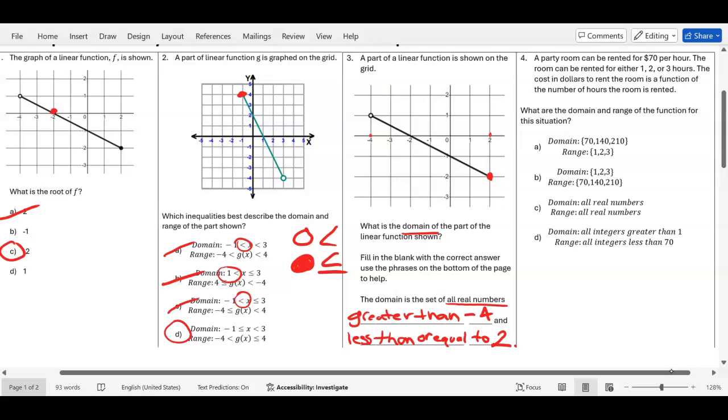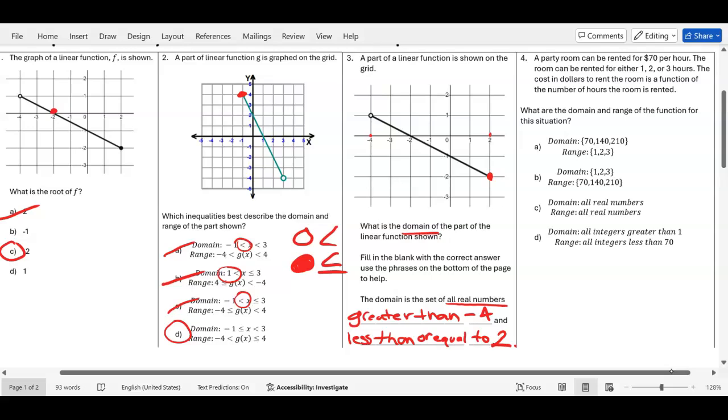And what are the hours? 1, 2, and 3. So guess what your domain should be? 1, 2, and 3, right? So answer A is not right because that has the time for the range, but time is a domain, x value, okay? So I think the best answer so far is B.